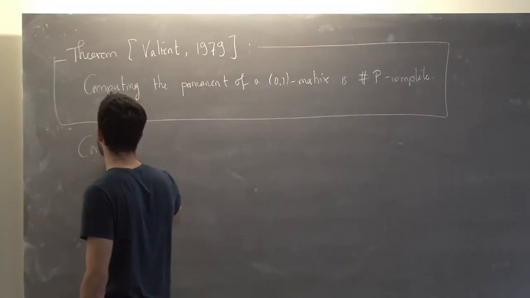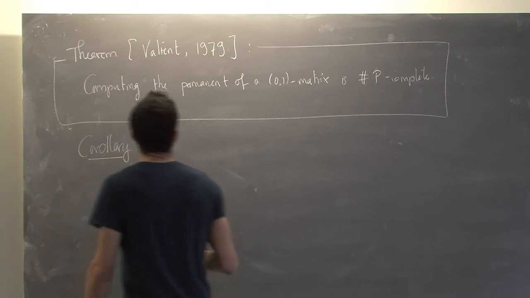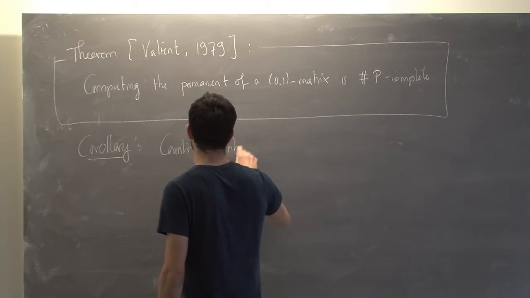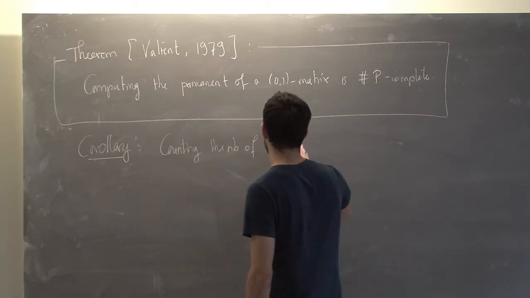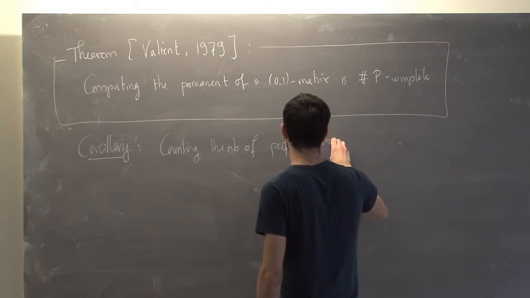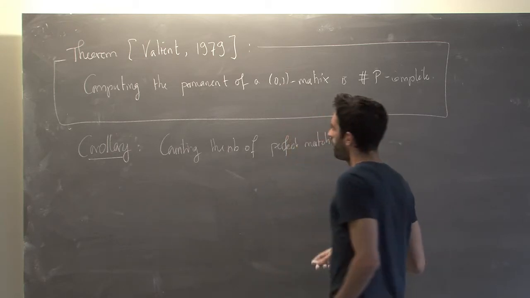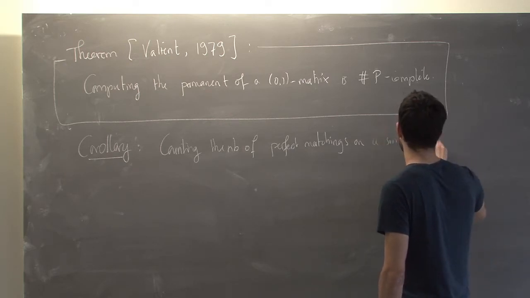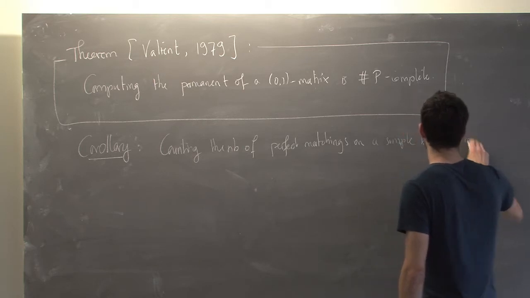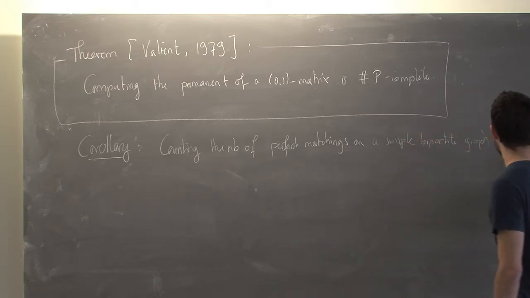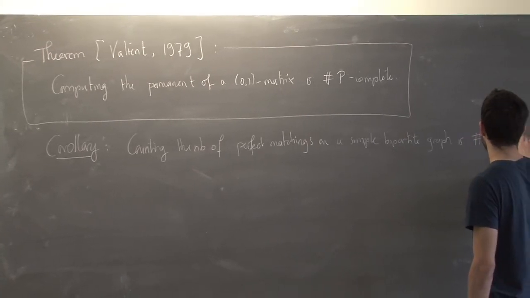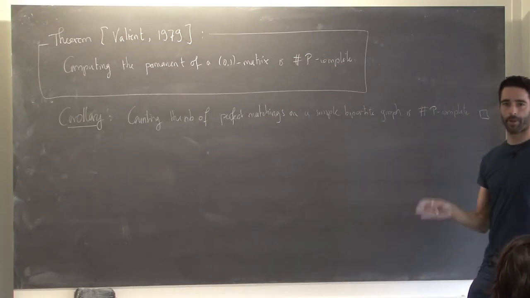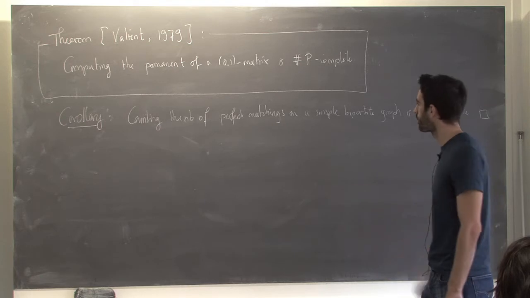Corollary, counting the number of perfect matchings on a simple bipartite graph is sharp P complete. So even in the bipartite simple case, it's already hopeless. Okay.